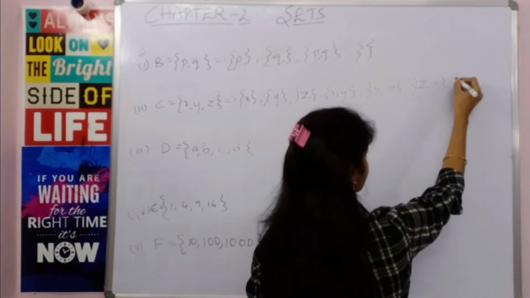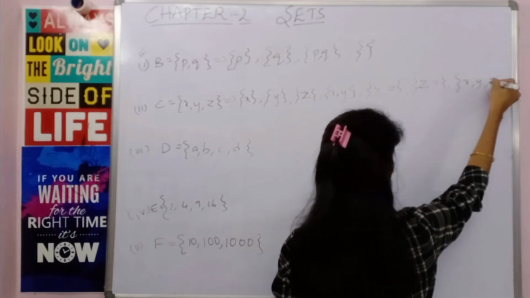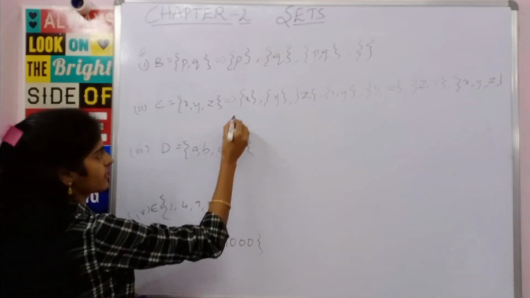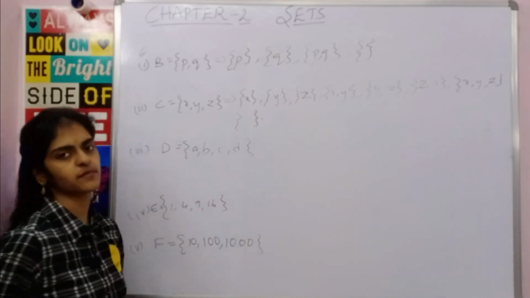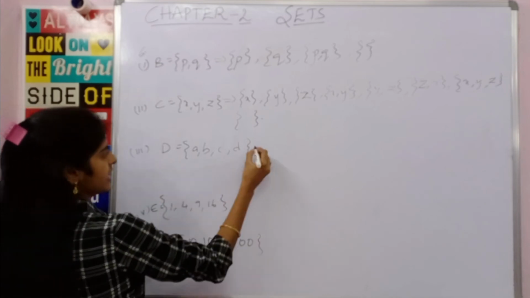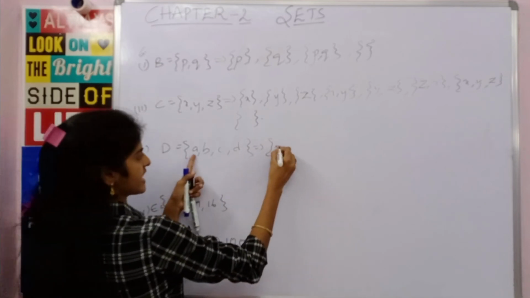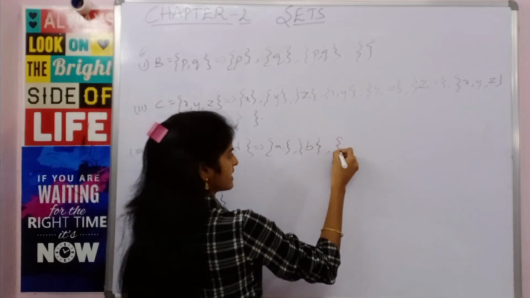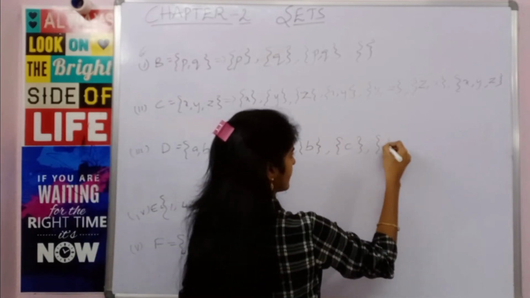Okay, now let us take three letters. X, Y, Z is a subset. Okay, the same set is a subset of itself, and also you know null set is a subset of all the sets. Now here, each letter we will take. A is a set, B is a subset, C, D.